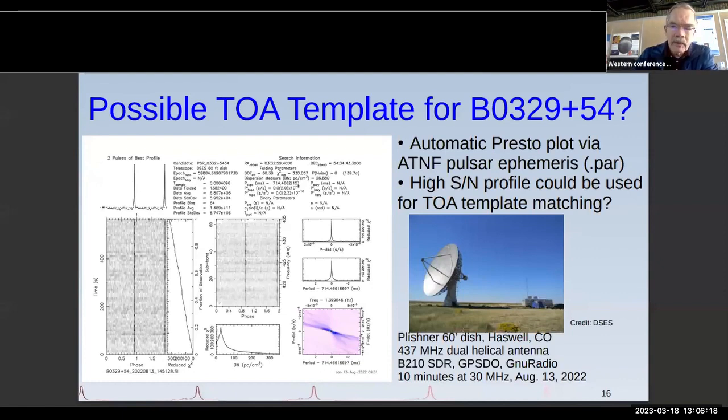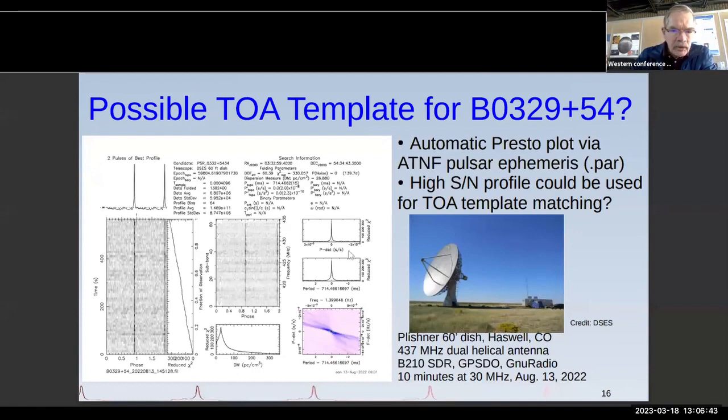So when we first put up a new feed horn or new antenna, we have to adjust the gain on the receiver, dial in the parameters. And so we use Pulsar B0329+54 as our standard candle to kind of calibrate and tune against. And so what I did is I ran a whole bunch of 10-minute collects at roughly 30 megahertz.